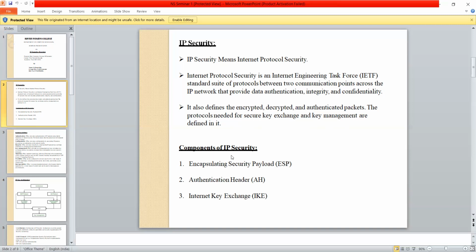Now the components of IP security. Encapsulating Security Payload, in short ESP. Authentication Header, that is AH. Internet Key Exchange, that is IKE.